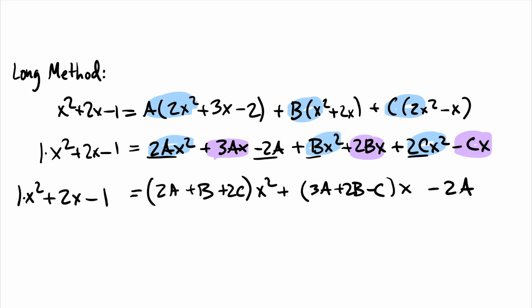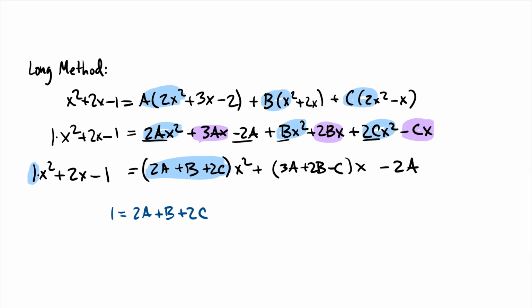Here is the game. We are going to equate coefficients. 1 must be equal to the coefficient on x squared. Therefore, 1 is equal to 2a plus b plus 2c. Next, 2 must be equal to the coefficient on x, which is 3a plus 2b minus c. So we say 2 is equal to 3a plus 2b minus c. And lastly, we have our negative 1 must be equal to our negative 2a.